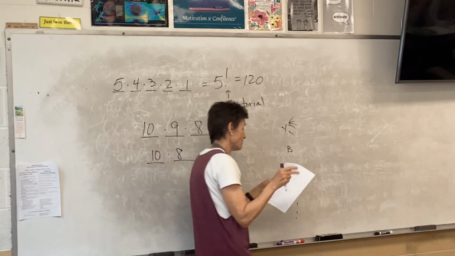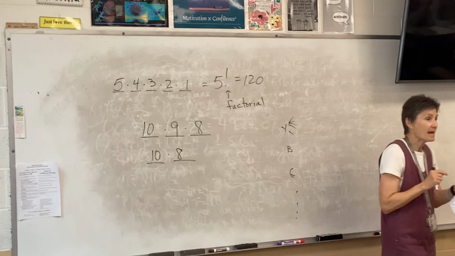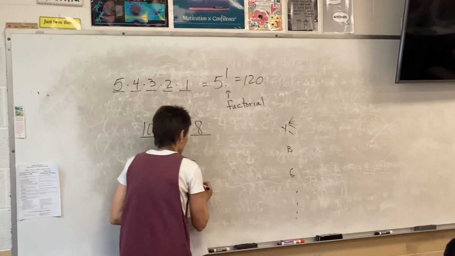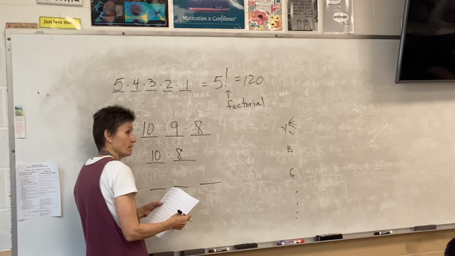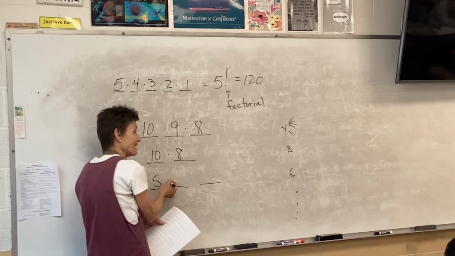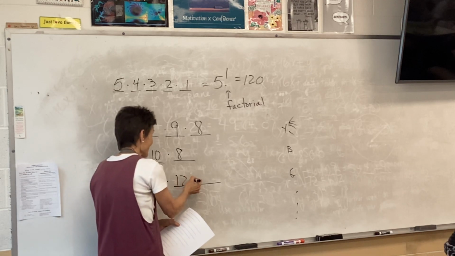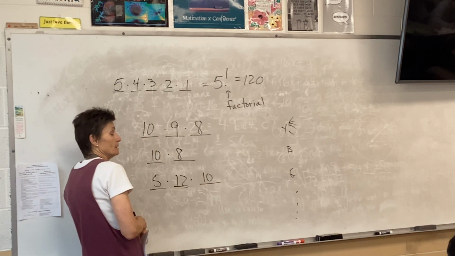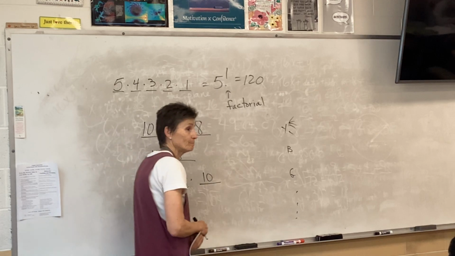Mr. Ford has 5 sport coats, 12 shirts, and 10 pair of pants. How many outfits does he have? He goes to his closet, he has to pick a sport coat. How many options? 5. And he's gonna pick a shirt, and he's gonna pick a pair of pants. He has way more outfits than I do. He has 600.